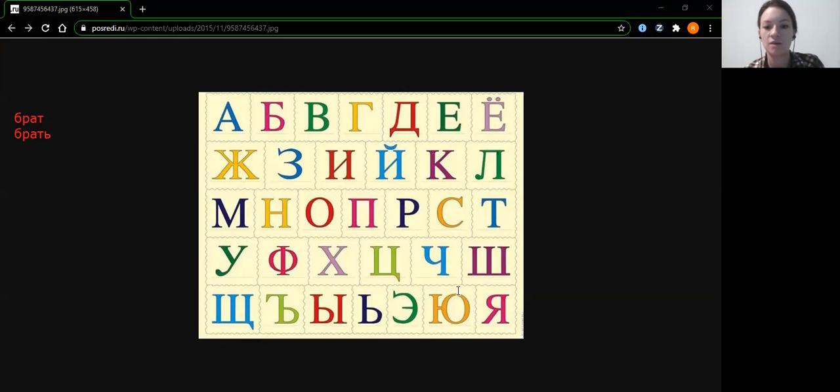Then we have ю. Here are again two sounds. It's very similar to у, but in у there is only one sound. And in ю you have two sounds. First is y, and second, u. So together, they are yu.